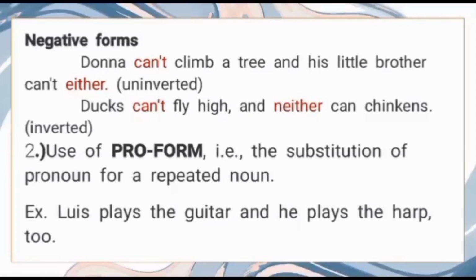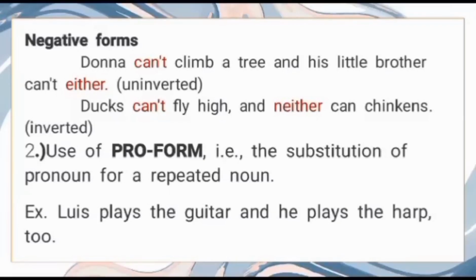Then, the second one is inverted. "Ducks can fly high and neither can chickens." So, we see that the conjunction is in the middle. Then, the subject, chickens, is at the end. Verb before the subject.